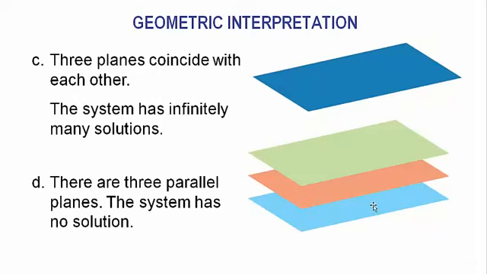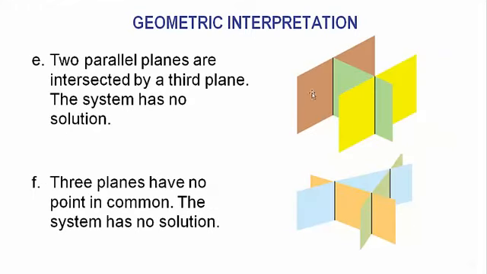Infinitely many solutions. We could also get all 3 planes to basically coincide with each other. So this is just all 3 of them laid on top of each other, and then again, infinitely many solutions. You could get 3 parallel planes, just like parallel lines, and you get no solution. You could also get 2 parallel planes, the brown one and the yellow one, cut by the green one. So you get a straight line here and a straight line here, but you don't have any points that all 3 planes have in common. So that's another version of no solutions.